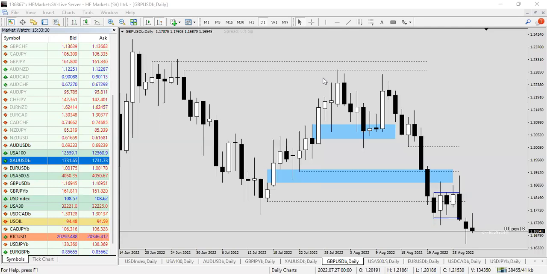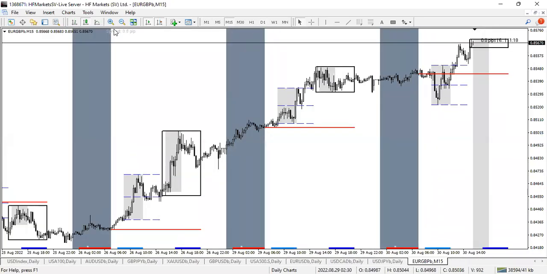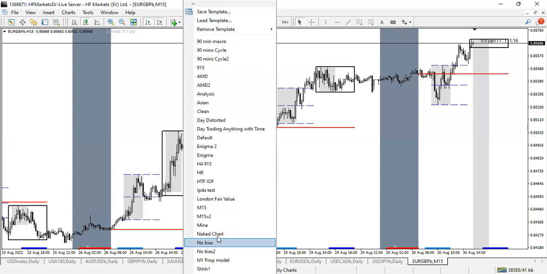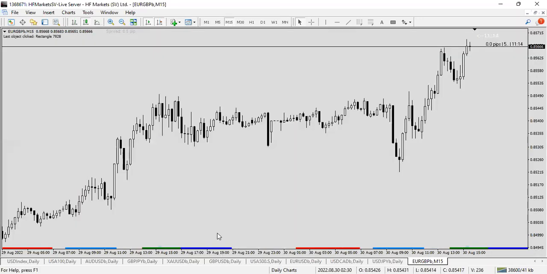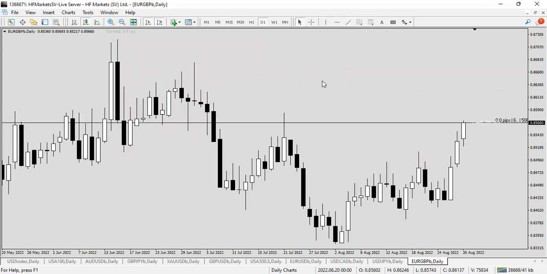So let's take a look at EG, what it's been doing recently, and check to see if that was aligning with what's happening here. Go clean charts, daily charts. All right, so looking at EG, we can see that there was a huge bullish impulse that started on the 25th of August.